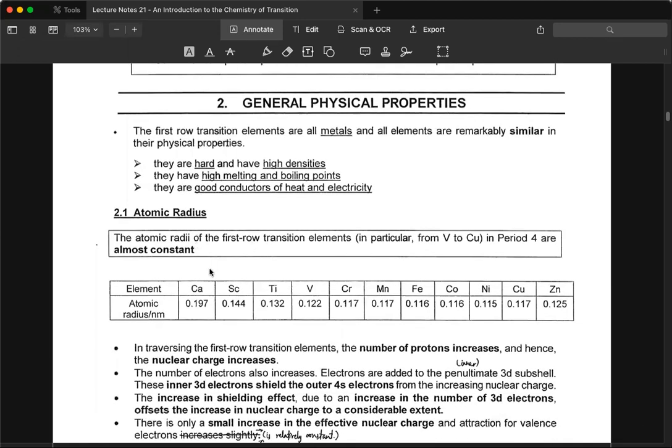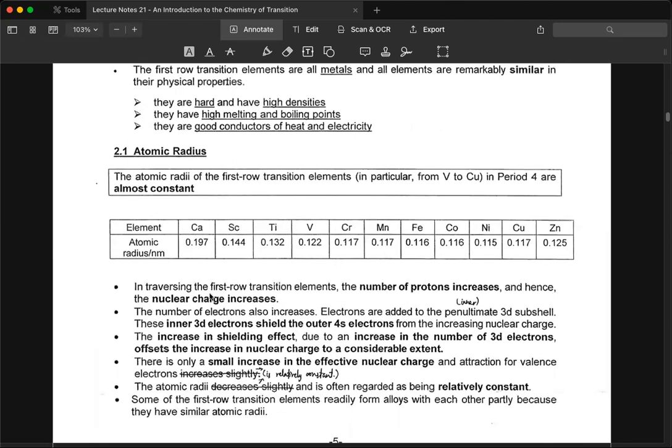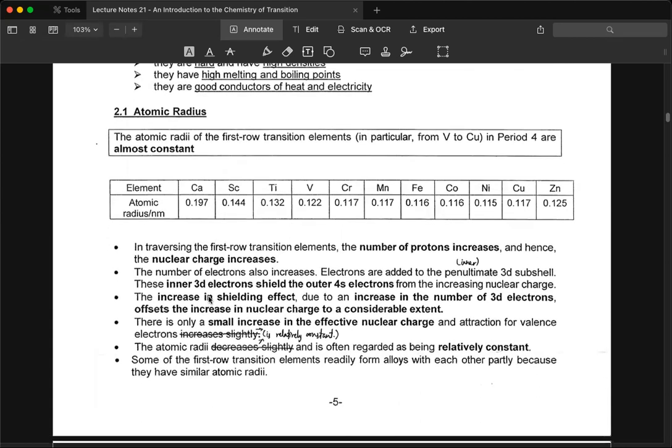As for atomic radius, they are almost constant, not exactly constant, but almost. Because if we look at the nuclear charge and shielding effect, across the period, the number of protons increases, which increases the nuclear charge. The number of electrons also increases. So electrons are added to the inner 3d subshell. So the inner 3d subshell will shield the outer 4s from the increasing nuclear charge. So the increase in shielding effect, due to the increase in number of 3d electrons, will help to offset the increase in nuclear charge to a considerable extent.